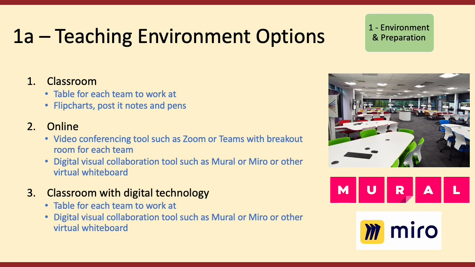The first option is the classroom. Typically we'd want a table for each team to work at, and also flip charts, post-it notes and pens. An ideal environment is something like a collaborative teaching room, such as the one shown in the photograph. Second option, we can equally run diverge and converge activities effectively online. For this, we need a video conferencing tool such as Zoom or Teams that has breakout rooms where we can keep a breakout room for each team, and a digital visual collaboration tool such as Mural or Miro or other virtual whiteboard to take the place of the flip charts, post-it notes and pens.